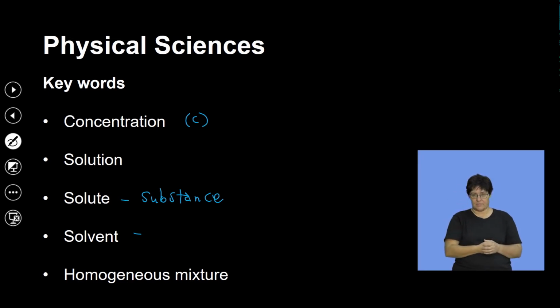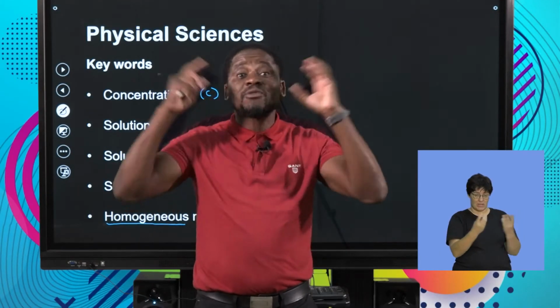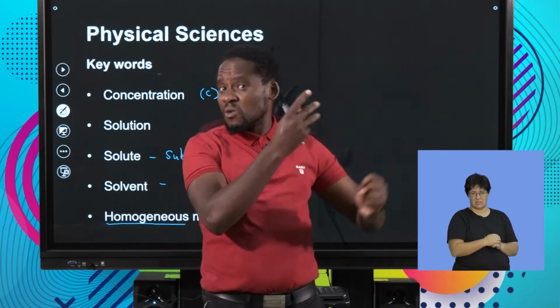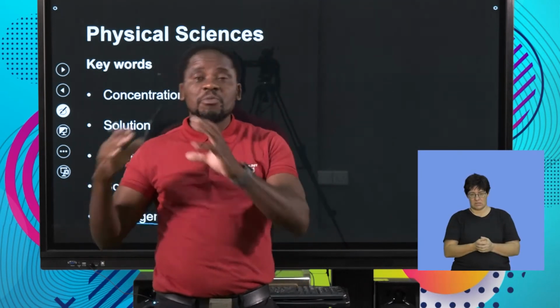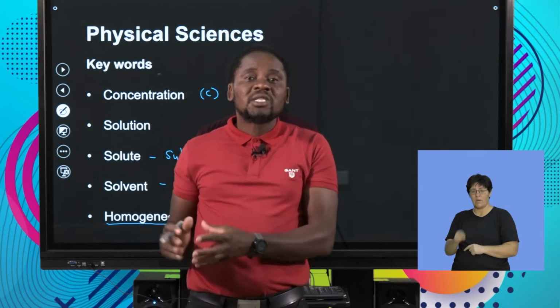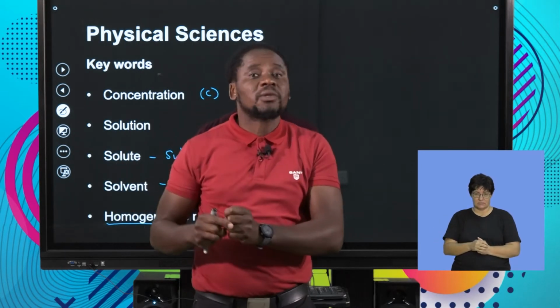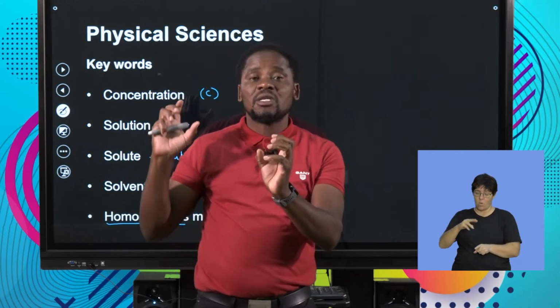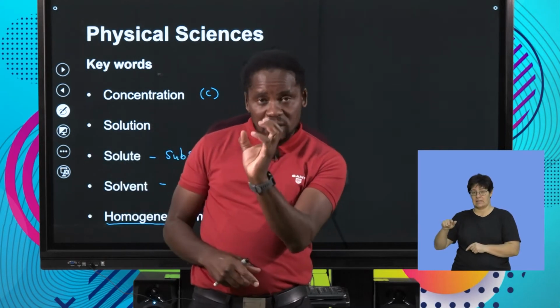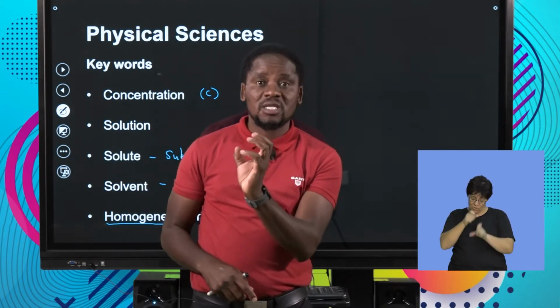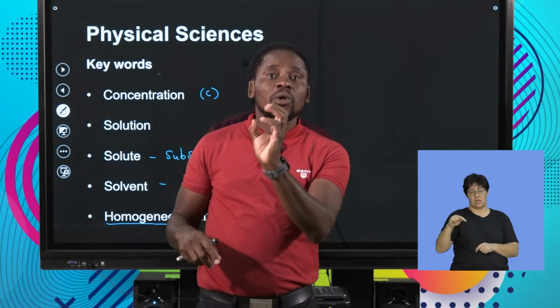And then we know something about a homogeneous mixture. We know that matter can either be a pure or impure substance. Pure substances, in terms of classification, are your elements and compounds. But if you talk of impure substances, we're talking about mixtures. And there are two broad categories of mixtures: homogeneous and heterogeneous. But our focus is on homogeneous mixtures in the context of solutions.